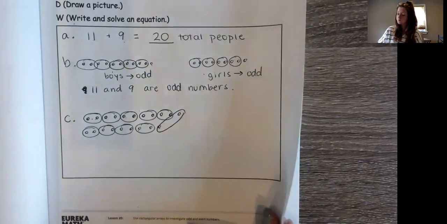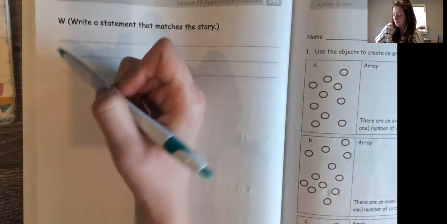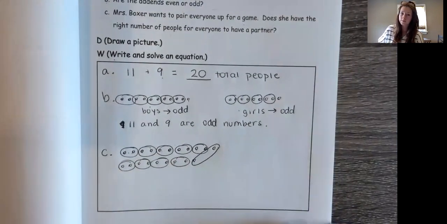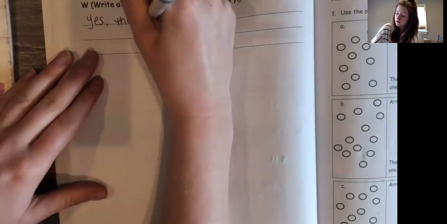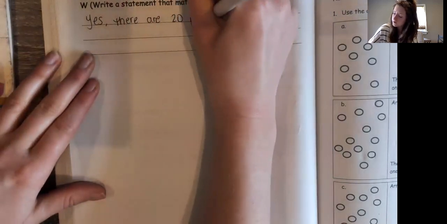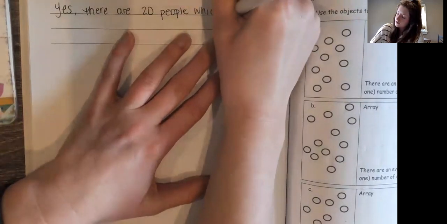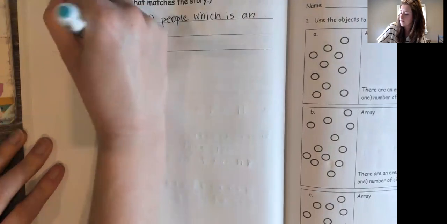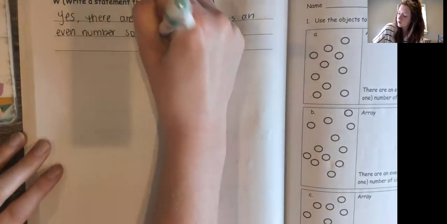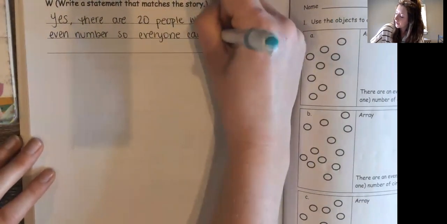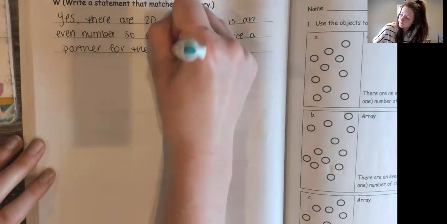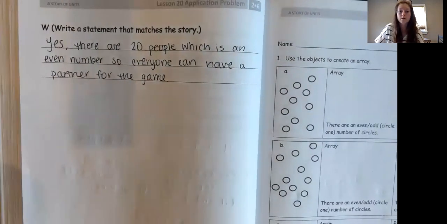So for this part on the back on page 118, I can write a statement that matches the story, right? So the part that I'm going to answer is if Mrs. Boxer has the right number of people for everyone to have a partner. So I'm going to say, yes, there are 20 people, which is, and what kind of number? I know that everyone had a partner, so that means that's an even number. So everyone can have a partner. Okay, there we go. So that's the last step of my problem.